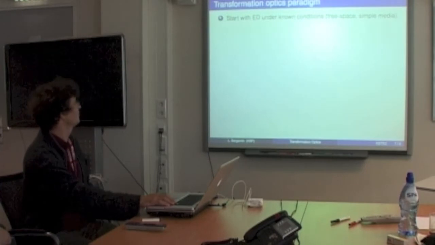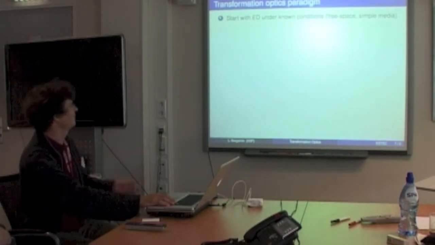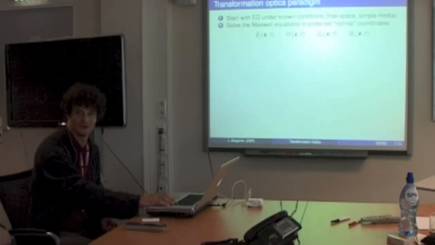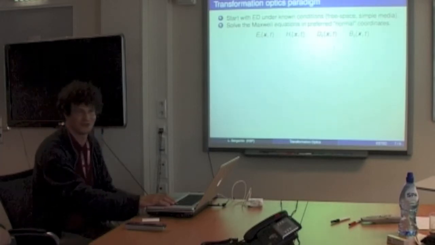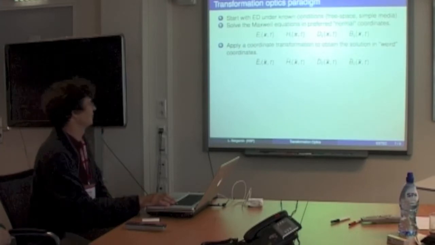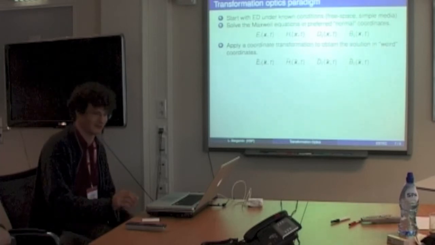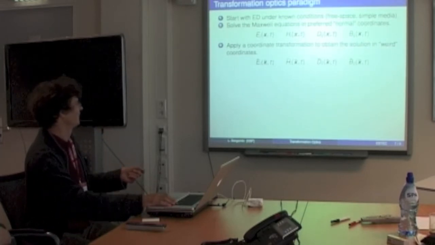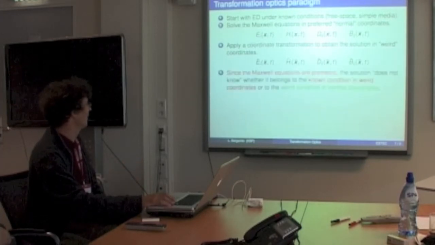And now, how does it work? Now it's fairly simple. Start with electrodynamics under known conditions. Solve the Maxwell equations in your preferred normal coordinates, Cartesian, cylindrical, spherical, whatever you like. Apply a coordinate transformation to obtain the solution in weird coordinates. Everybody knows how to do a coordinate transformation, that's not a big deal. You get new solutions, which of course have the same physical content. Here it is represented with a bar.